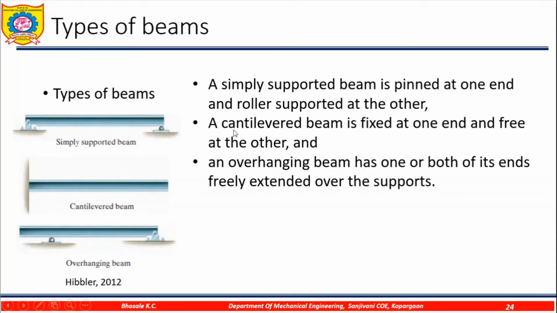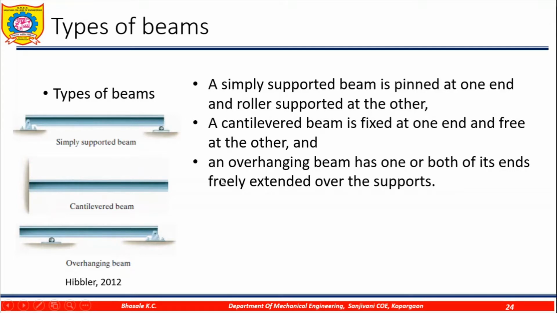Second type is the cantilever beam, which is fixed at one end, and at the other end it will be free. So that beam will be called the cantilever beam.